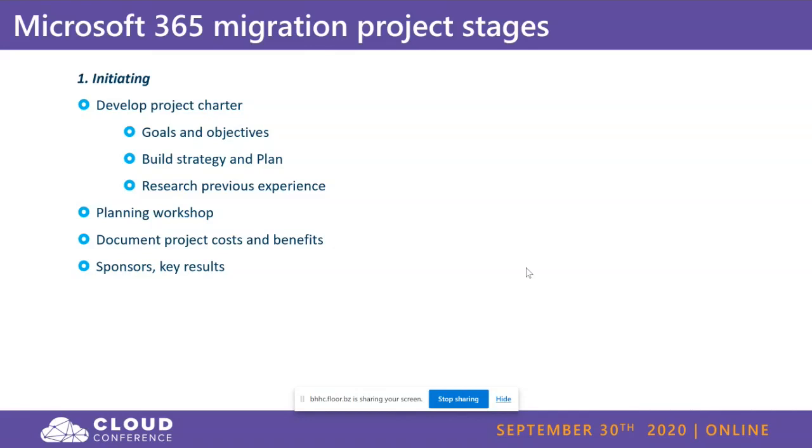During this phase, we'll have to cover goals and objectives. We have to understand why we are planning to migrate to Microsoft 365, and what we want to achieve at the end of the project or during the next years after the project. We have to build, of course, the strategy, what the timeline will be, who will be involved, and we'll have to put everything on a stage.